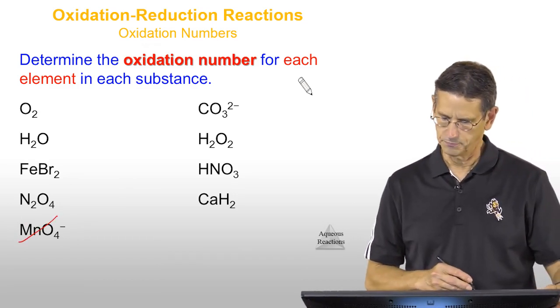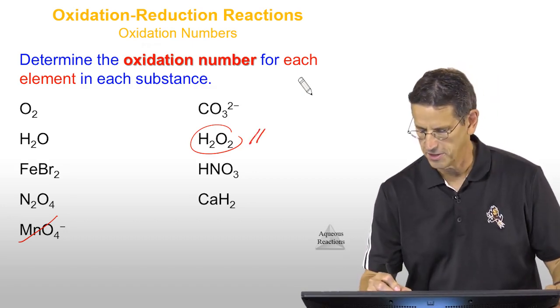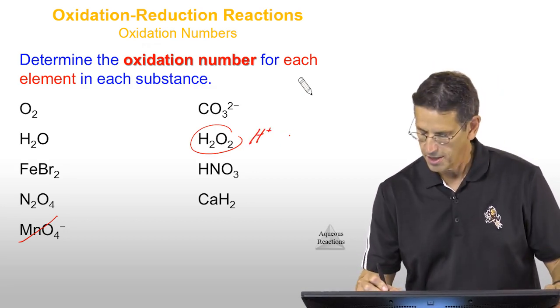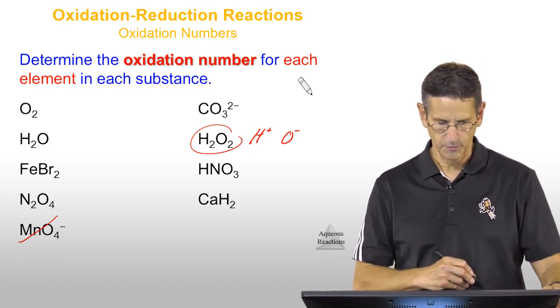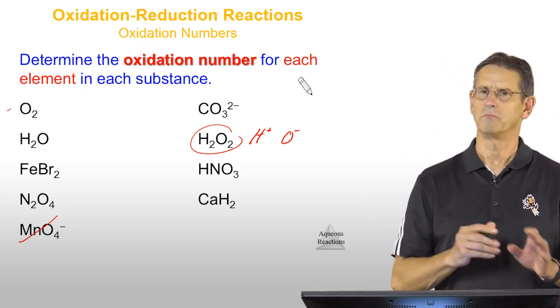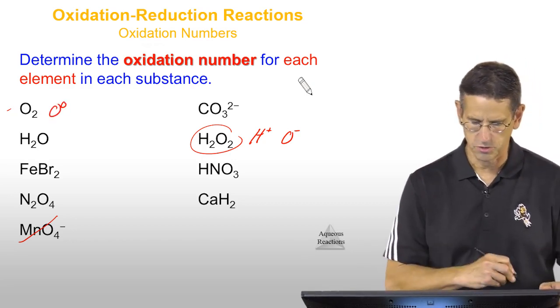Let's do, well, here's an exception, hydrogen peroxide. We already talked about that. Each of those hydrogens is +1, and because of that exception, each of those oxygens is -1. What about free oxygen? That's our rule 1. Free element, 0. So oxygen has a 0.